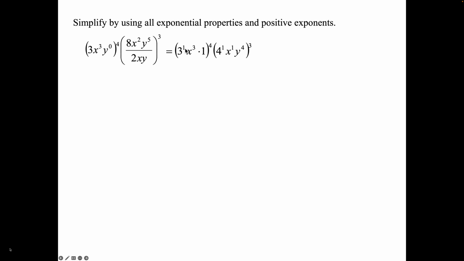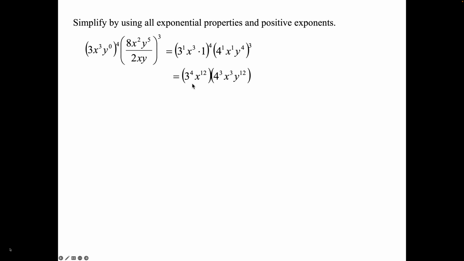We're going to multiply it to the 1 and to the 3. 3 to the 4th, x to the 12th. Notice the 1 times 1, we don't need that anymore. 3 times the 1 gives us 4 to the 3rd, x to the 1st to the 3rd, x cubed, y to the 4th times 3, y to the 12th. Now we want to probably rearrange these so it's a little bit easier to read.